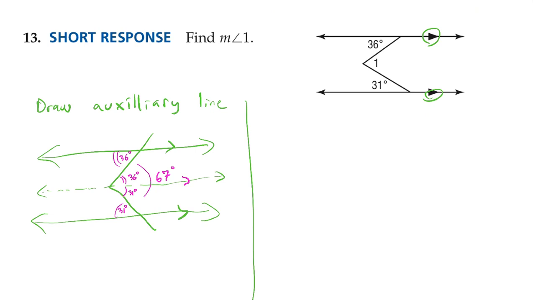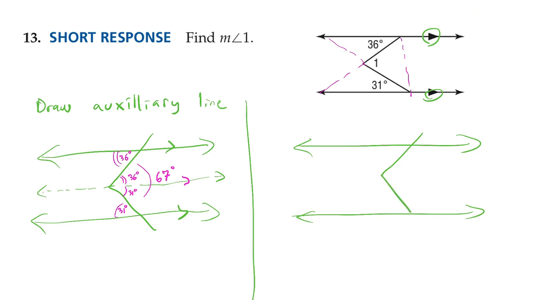Another way to do it is to somehow relate this top intersection with the bottom intersection. And you could do that by going like this. I mean, there's lots of ways. You could draw a line here. You could extend this line. You could extend this line. So there's tons of ways to do this. Let's just get green. Okay, I'm going to choose to extend both lines.